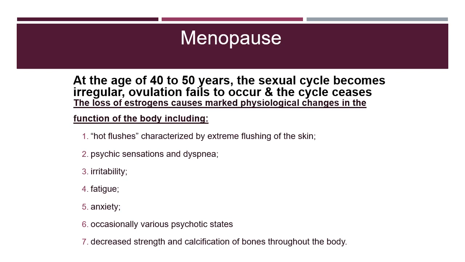A sudden loss of estrogen at the beginning of menopause will cause marked physiological changes in the function of the body, which include hot flashes characterized by extreme flushing of the skin. Also, there will be some psychic sensations and dyspnea. There will be increased irritability, nervousness, anxiety, fatigue, and occasionally some psychotic states, and decreased strength, as well as decalcification of bones, which may increase the risk of having osteoporosis in the future.